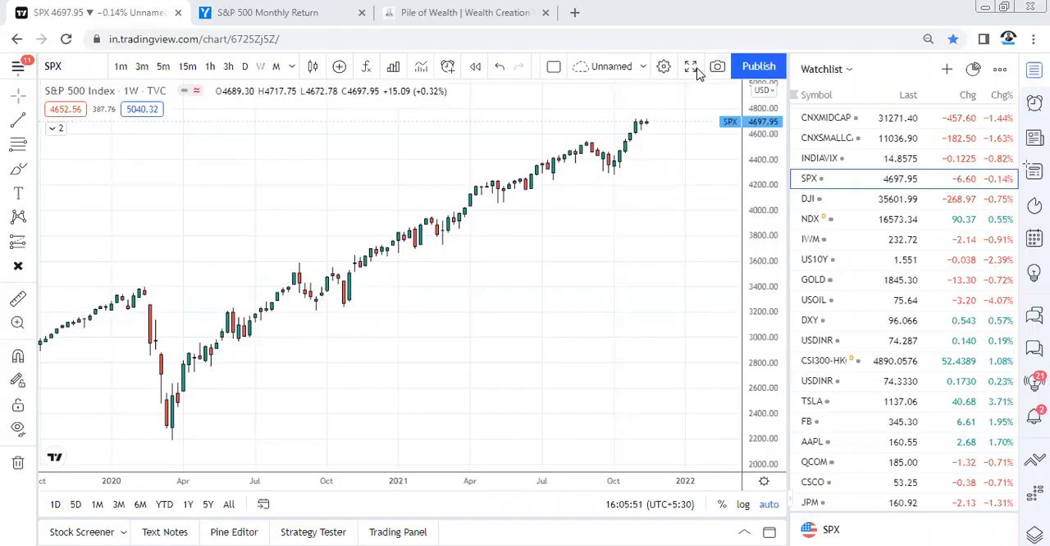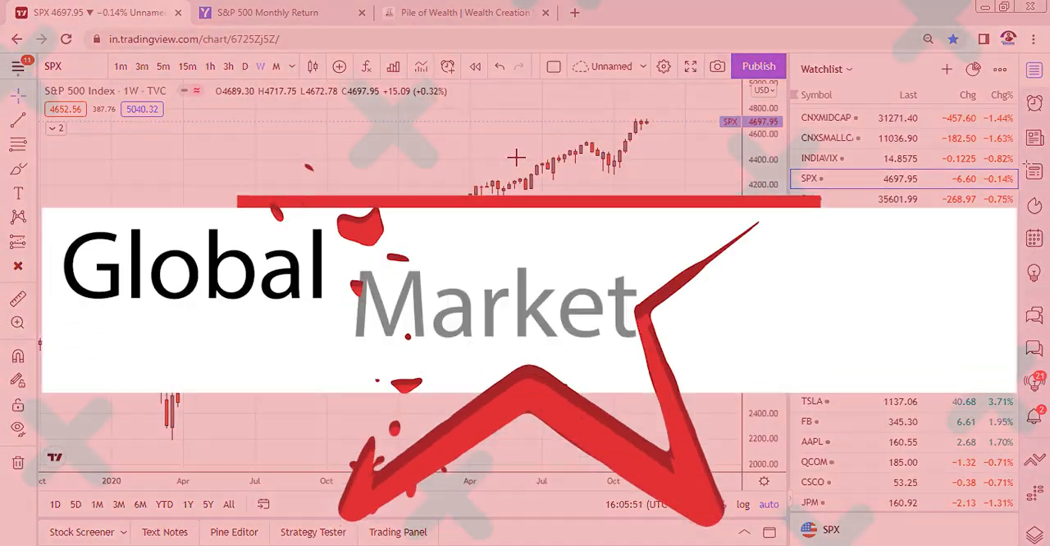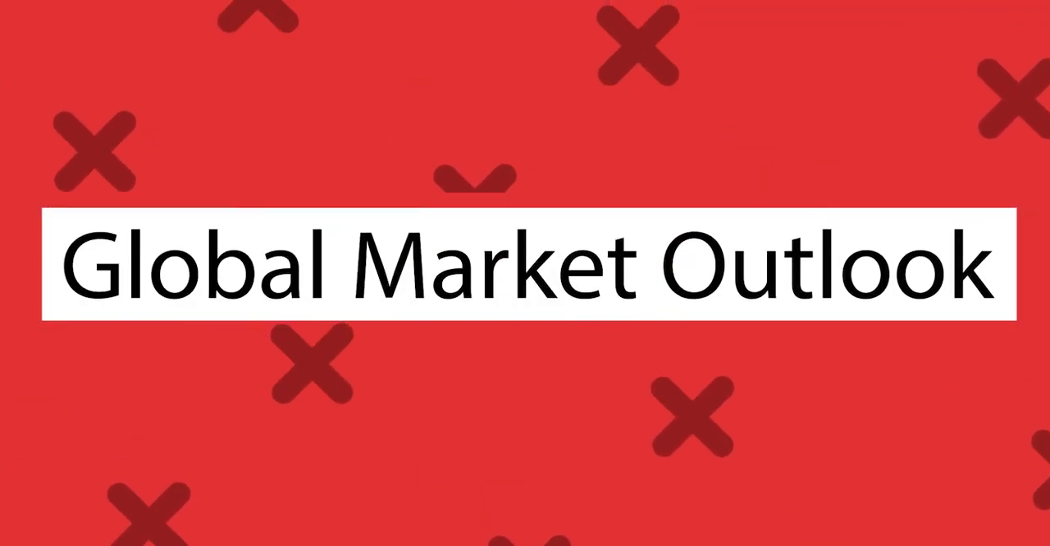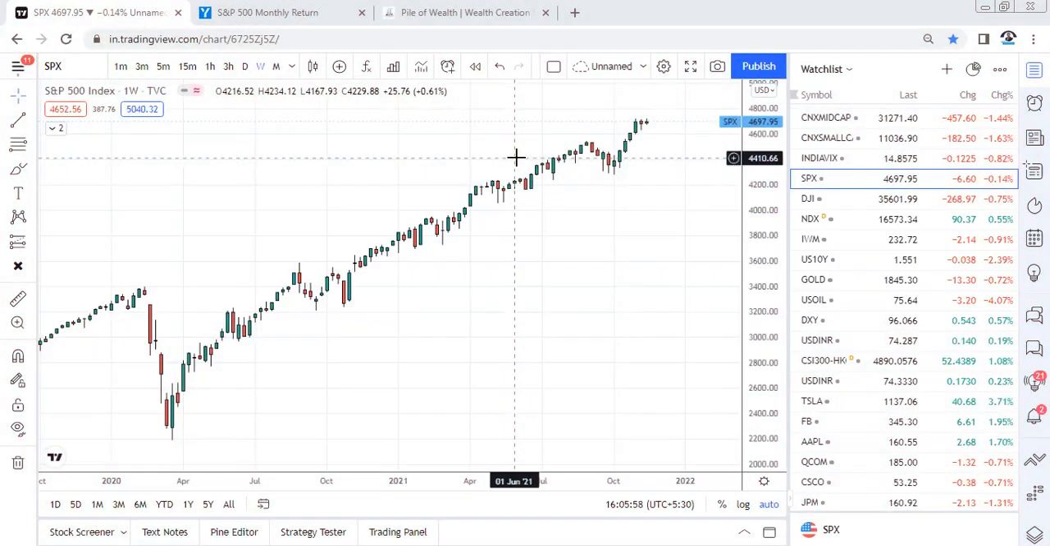Hello everyone. Today we will discuss the global market outlook, and then we will see what the short-term plan is for Nifty and Bank Nifty as well.